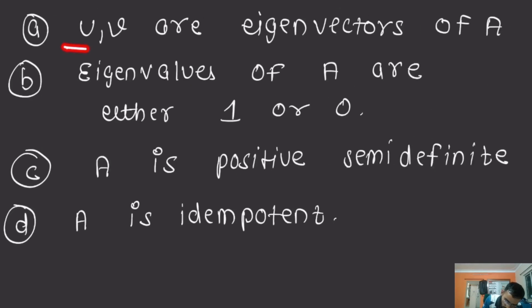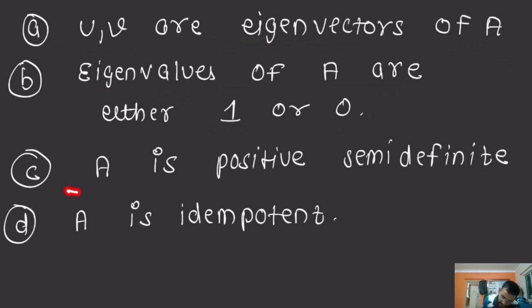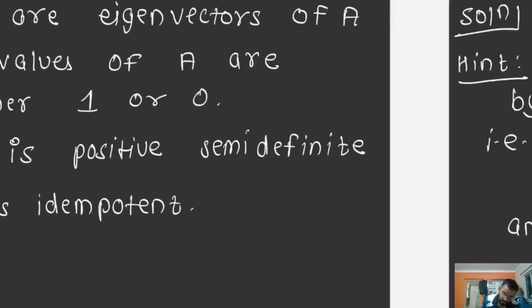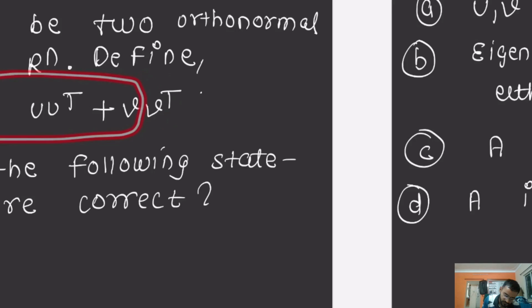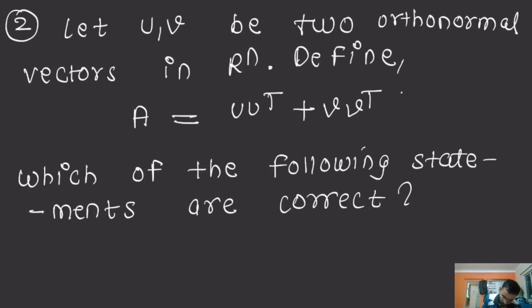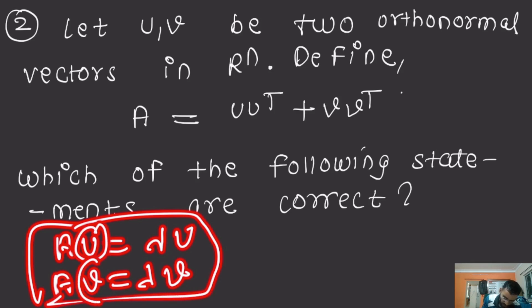First, u and v are eigenvectors of A. Second, eigenvalues of A are either 1 or 0. Third, A is positive semi-definite, and fourth, A is an idempotent matrix. We are given A, and first we need to find whether u and v are eigenvectors of A or not. We need to check whether A u is equal to lambda u, and A v is equal to lambda v. If this is true, then u and v are eigenvectors, and we get the eigenvalue corresponding to these eigenvectors.